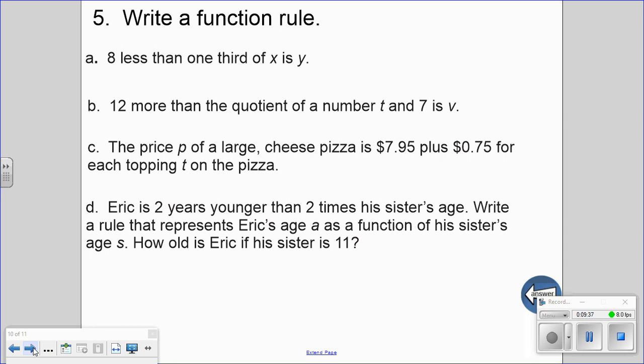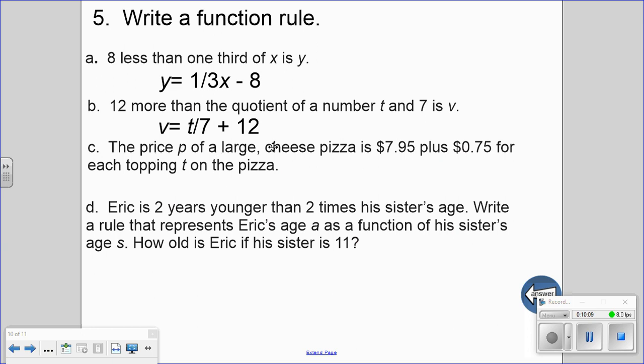Okay, writing function rules from words. Make sure that you're reading carefully. This less than right here is going to put the 8 behind. So it's saying take everything that you have and then make it 8 less than that. So if we have a third of x, 8 less than that would be 1/3 x minus 8, and then that equals y. 12 more than, the same thing. The more than says do whatever you've got to do first and then add on. So we're taking the quotient, which is division, of t and 7, and then we're adding 12 to that.